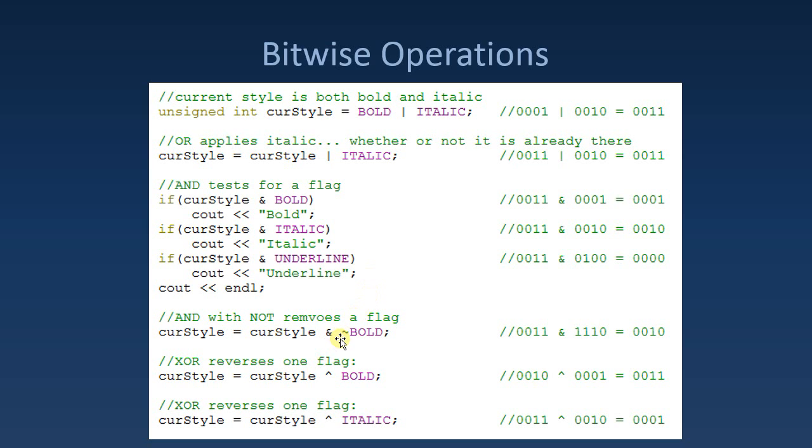I can AND with NOT something to remove a flag. If I want to get rid of bold, this would strike that bit flag off. If I want to reverse a flag, change it from true to false or false to true, I can use the logical XOR and do it with either bold or italics to reverse just one flag. Now, you don't have to become a master at these. You can always look them up if you need to. But it is important to recognize them when you see them, because you will see them.